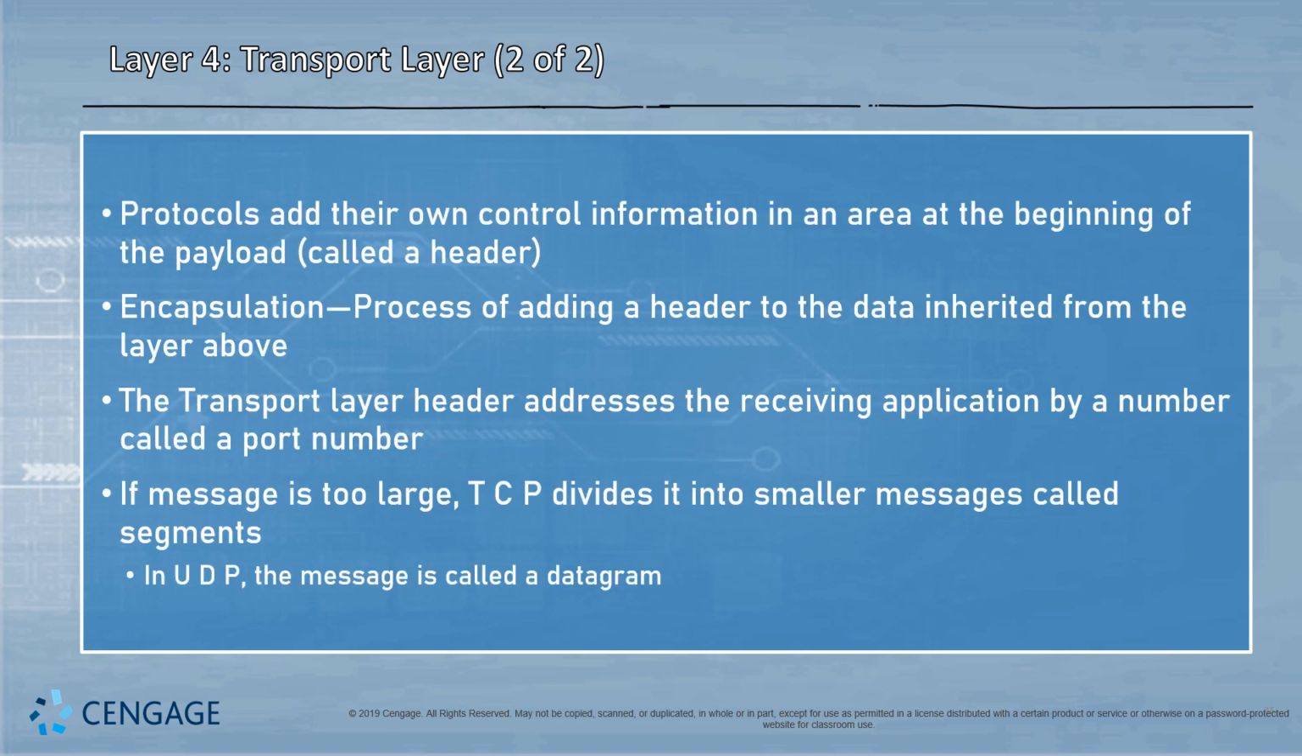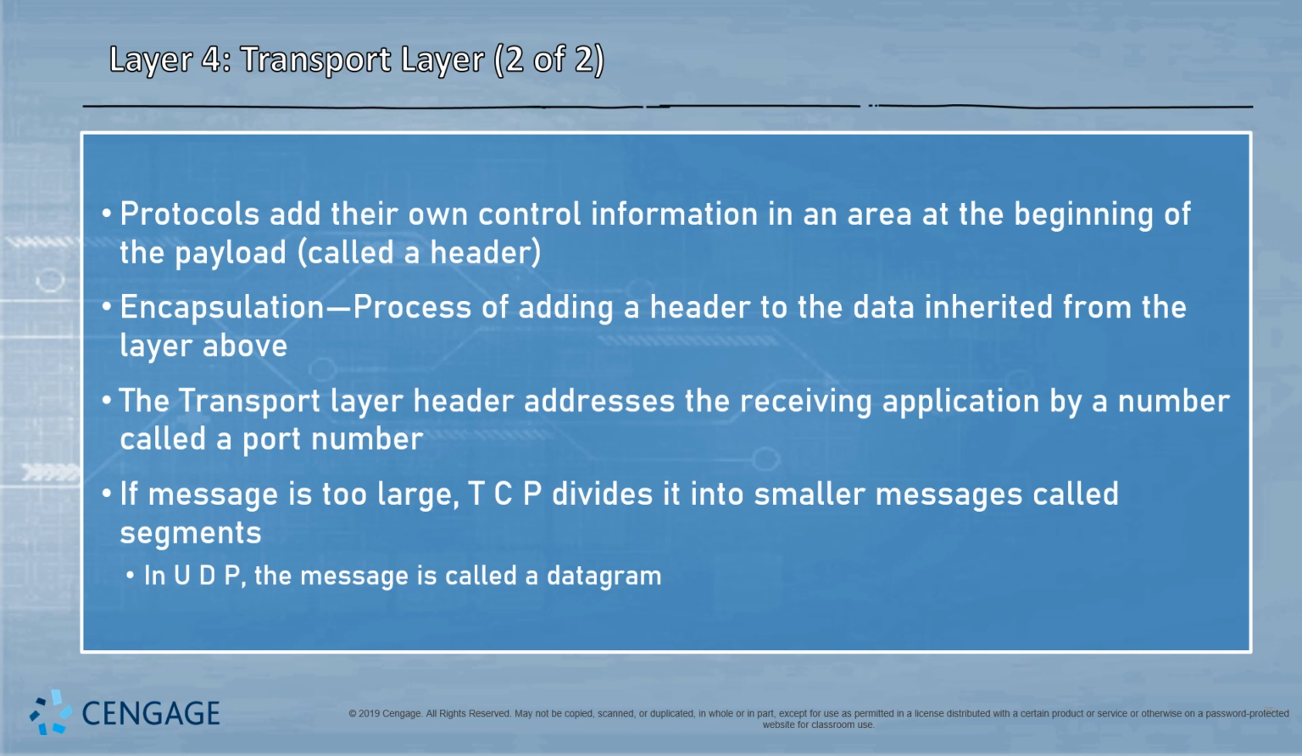Protocols add their own information in an area at the beginning of the payload called a header, or sometimes called a preamble. The preamble is actually what comes before a header in most cases, but sometimes they're interchangeable. The process of adding a header to data inherited from a previous layer is called encapsulation. So we get these segments of a payload, and then we add information to it to be able to determine where it's supposed to go by layer. We'll talk about that as we go. We have a nice graphic for that.